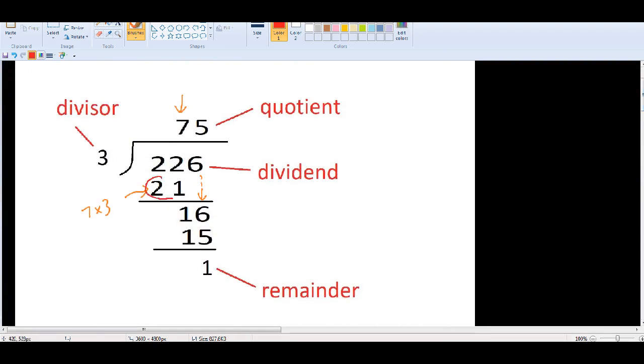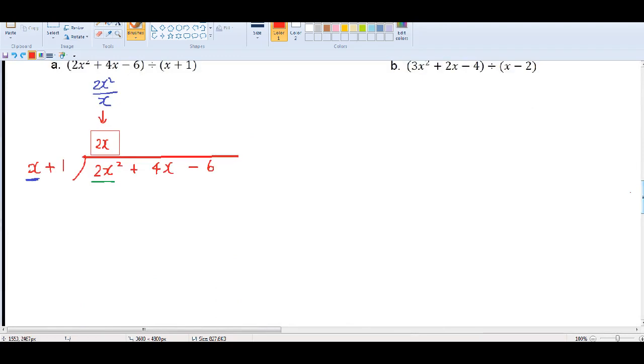So how could we get this line? With numbers, you used 7, the leading digit in the quotient, times the divisor: 7 times 3 equals 21. That's what we are going to do here. We use 2x times x plus 1. 2x times x gives you 2x squared, and 2x times plus 1 gives you 2x. So what are we going to do next?